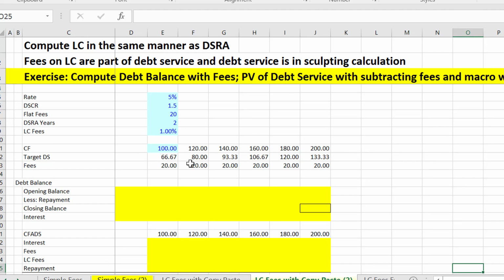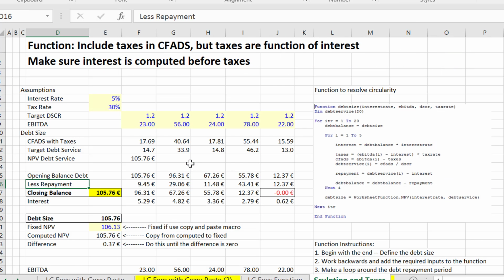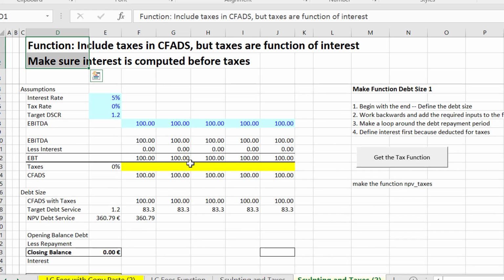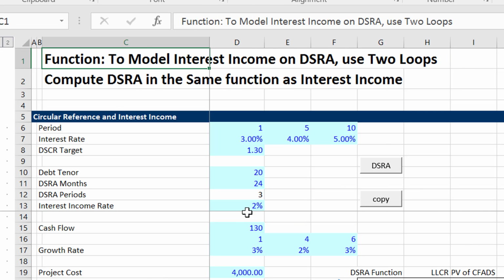And then when you put letter of credit fees in, here's the problem. The letter of credit can... And this one, you need a copy and paste, because the fees on the letter of credit depend on the DSRA requirement, and the DSRA requirement depends on the size of the debt. Then we have a simple one, and there's a circular reference again associated with taxes. You can use a copy and paste approach, sorry, or you can use a function. And this basically, I force you to try to compute the function.